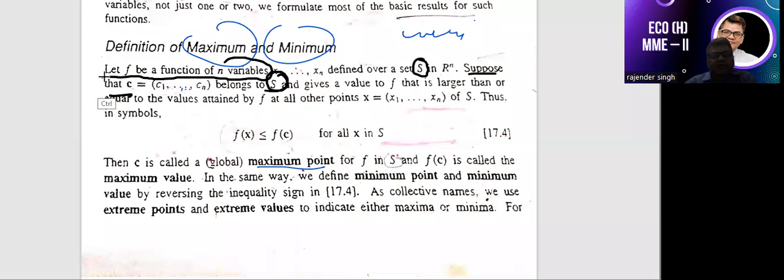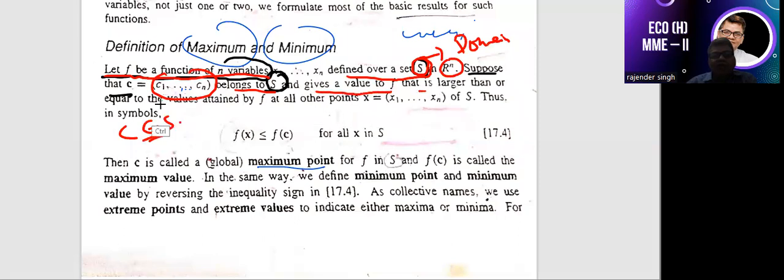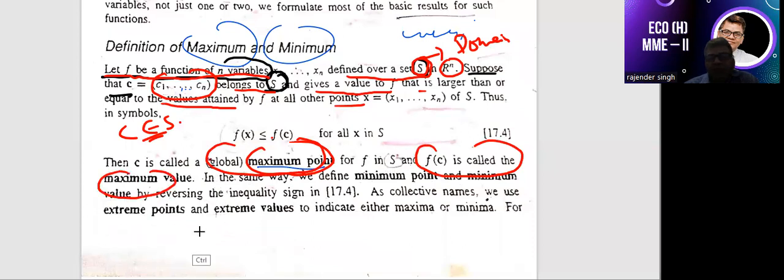So this is what is written here. Let f be a function of n variables defined over a set S. That means S is a domain, right? In n-tuples. Suppose that c belongs to set S, that means c is a sequence of n real numbers that belong to set S, and gives a value to f that is larger than or equal to the values attained by f at all other points. It means f of c is the largest value as compared to all the points of the domain, right? So that is why the point c is called the maximum point, or global maximum point, and f of c is called the maximum value, right? Any problem, students, here?